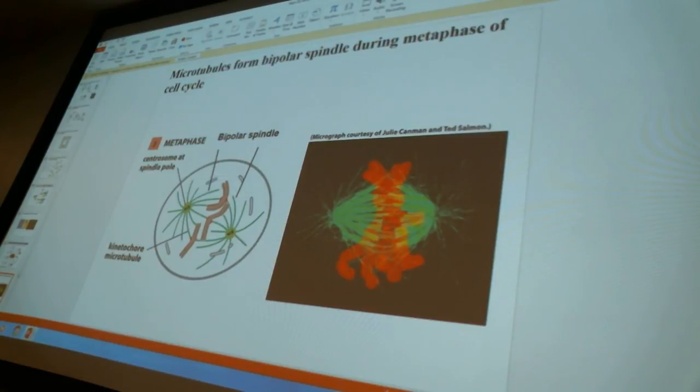And the last thing that I wanted to mention about microtubules: what's their major function in the cell? It's of course creating these bipolar spindles to position the newly formed, duplicated chromosomes during metaphase, during the cell cycle. So this is a very highly organized structure that you will probably learn more about during the cell cycle lectures.